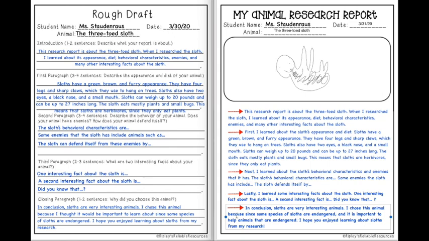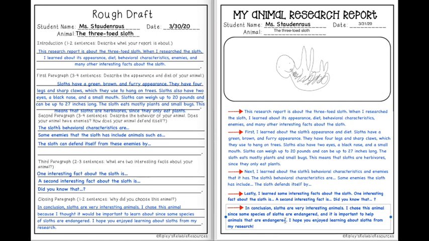That sounds kind of funny. Let's edit it. I chose this animal. I don't think I need because and since, do I? I chose this animal since some species of sloths are endangered, and it is important to help animals that are endangered. So that's a little different from my rough draft, right? In my rough draft, I said, I chose this animal because I thought it would be important to learn about since some species of sloths are endangered.